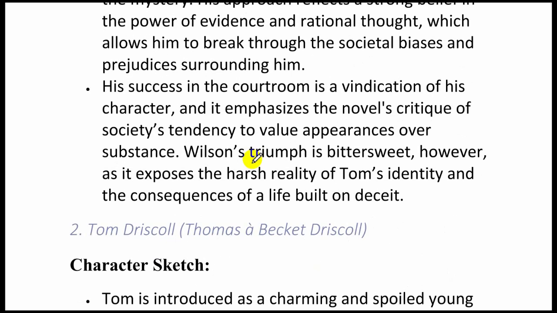His success in the courtroom is vindication of his character, and it emphasizes the novel's critique of society's tendency to value appearances over substance. Wilson's triumph is bittersweet, however, as it exposes the harsh reality of Tom's identity and the consequences of a life built on deceit.